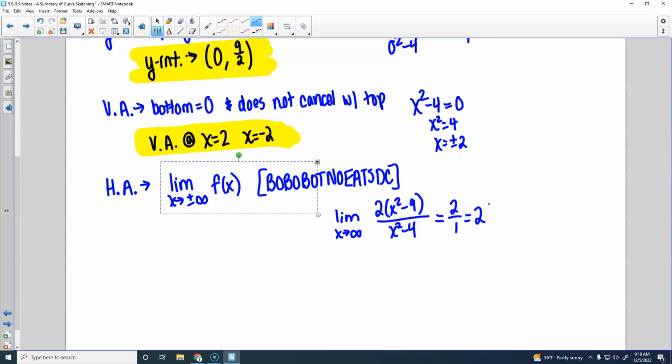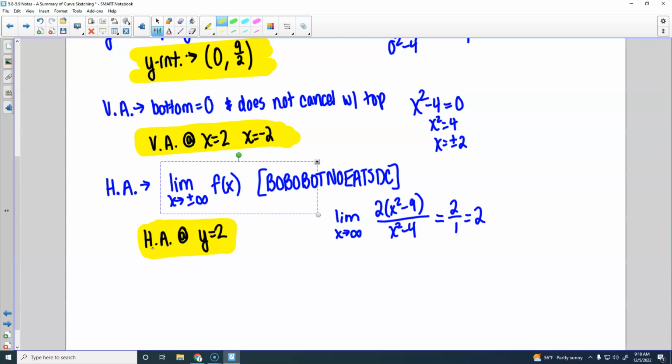It would not. The only time that you guys will see where it's different for negative infinity is if you have square roots or exponentials, or places that you will see those be different. So we have a horizontal asymptote at y equals positive 2. So that's another piece of information that we want to know.